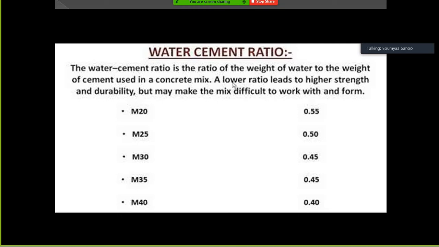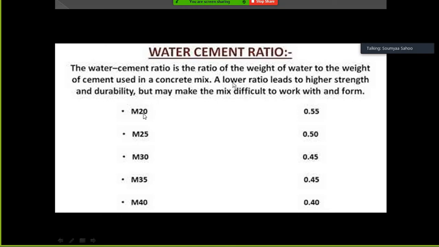Water-cement ratio. The water-cement ratio is the ratio of the weight of water to the weight of cement used in a concrete mix. A lower ratio leads to higher strength and durability, but it may make the mix difficult to work with and form. For different grades of concrete mix, different water-cement ratios are suggested by our Indian Standard Code.